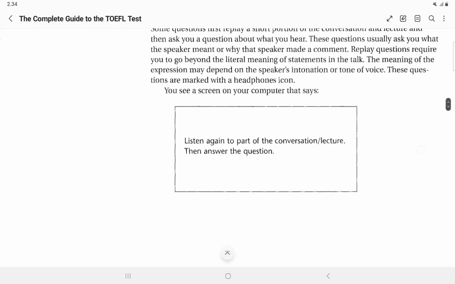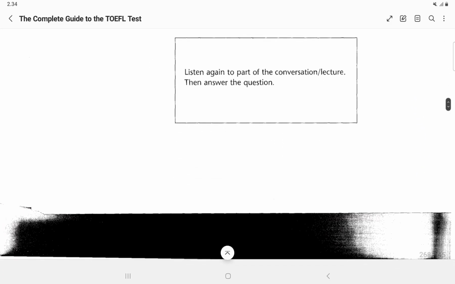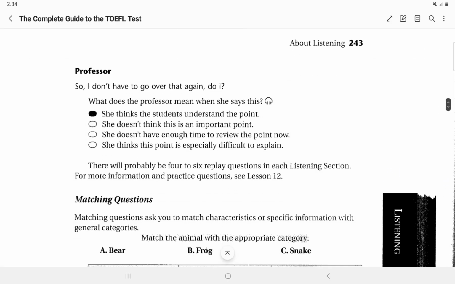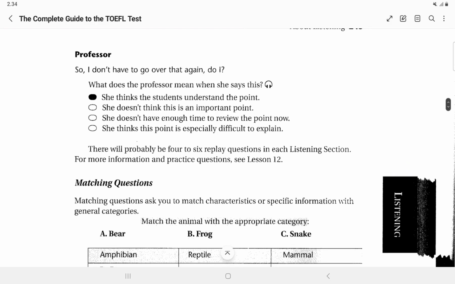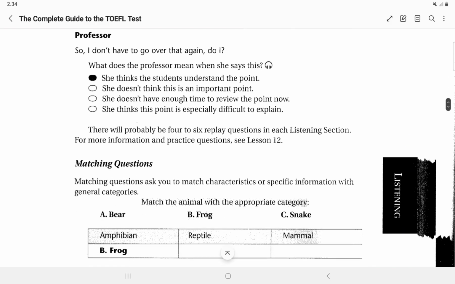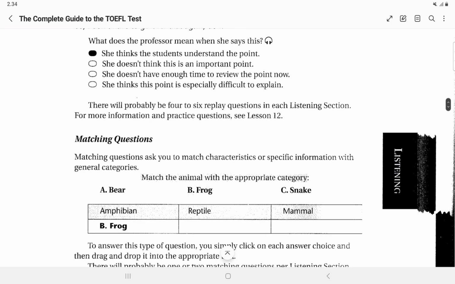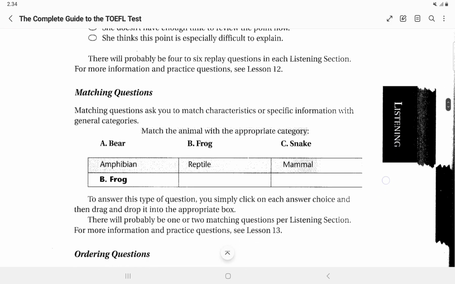You see a screen on your computer that says, listen again to part of the conversation, then answer the question. "So I don't have to go over that again, do I?" What does the professor mean when she says this? She thinks that the student understands the point. Yeah, beyond literal translation. There will probably be 4 to 6 replay questions in each listening section.